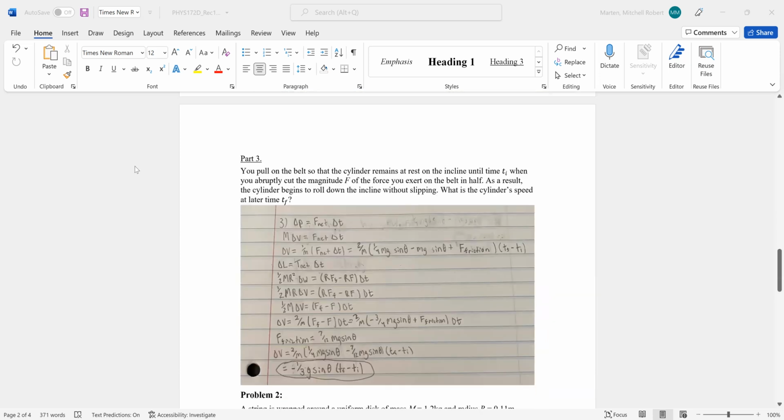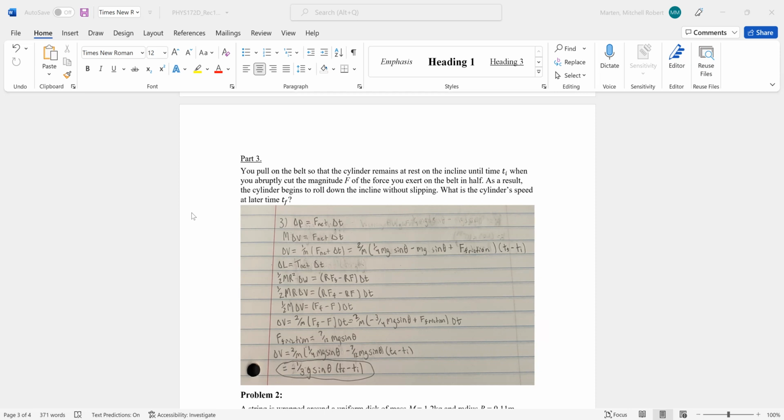And then this problem was absolutely insane. I don't even know if I got to the right conclusion. I probably messed up my numbers somewhere. But this time it's asking us to pull on the belt so that it remains at rest until a time t when we abruptly cut the magnitude of F, not completely, but only in half. And as a result, the cylinder rolls down the incline without slipping, and it asks us to find the speed at a later time t final.